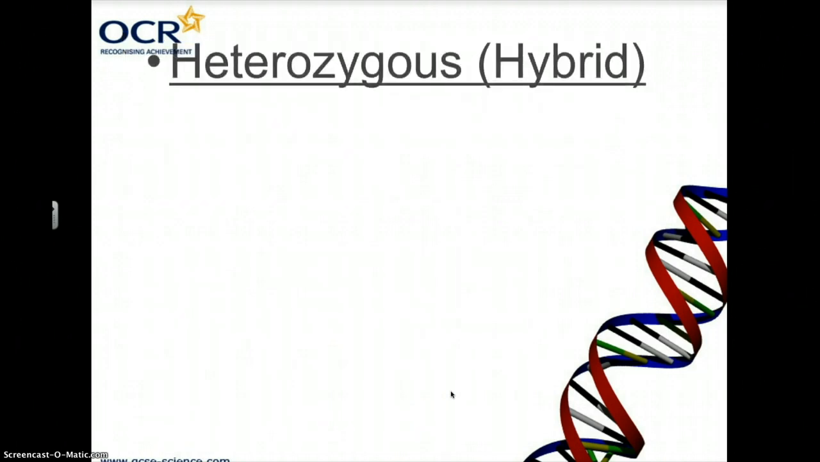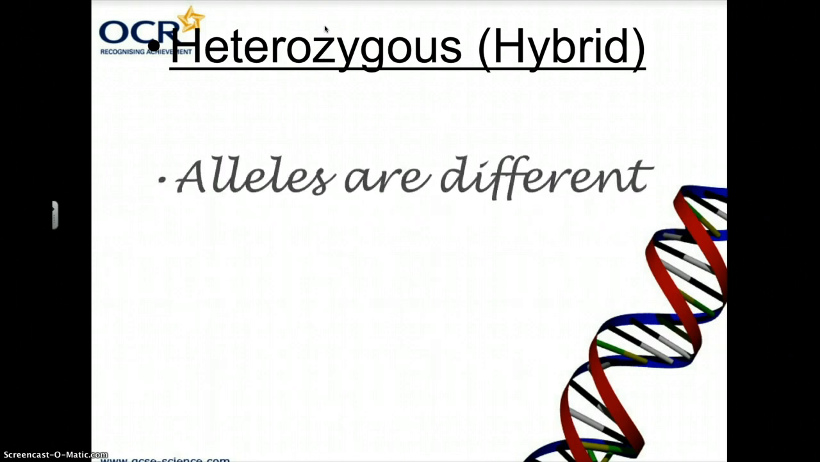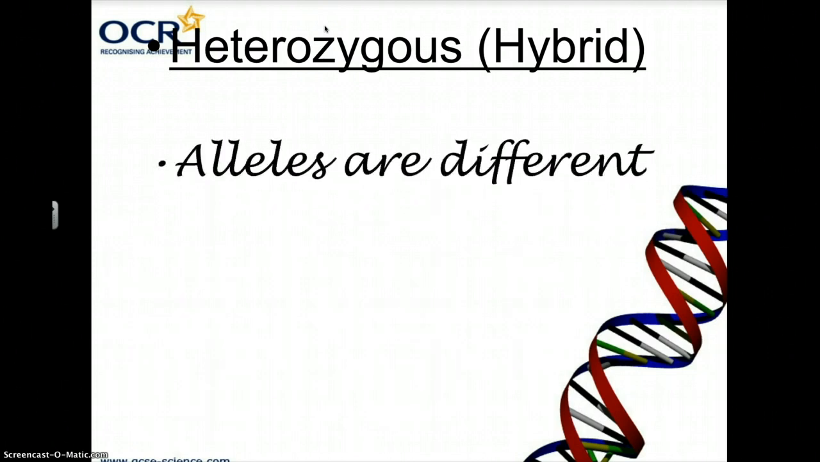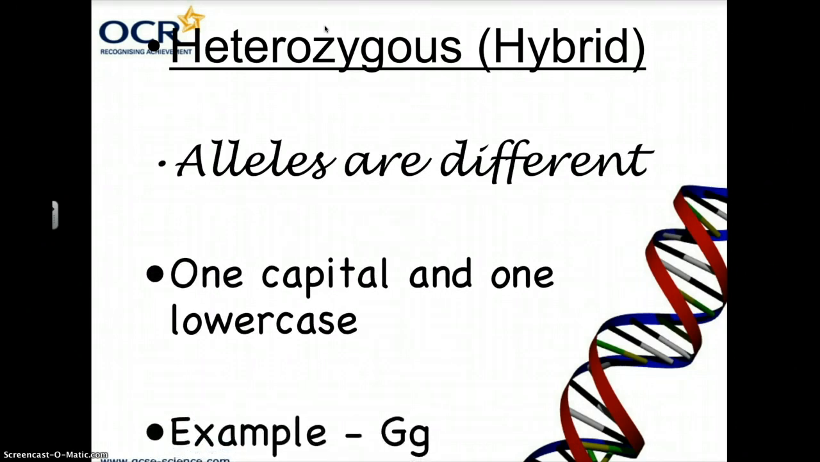And the other one is called a heterozygous genotype, and the prefix hetero means different. These are also sometimes called hybrid, which means the alleles are different. So for example, big G, little g, because you have one capital and one lowercase. This is called a heterozygous genotype, where you have a dominant one and a recessive one.